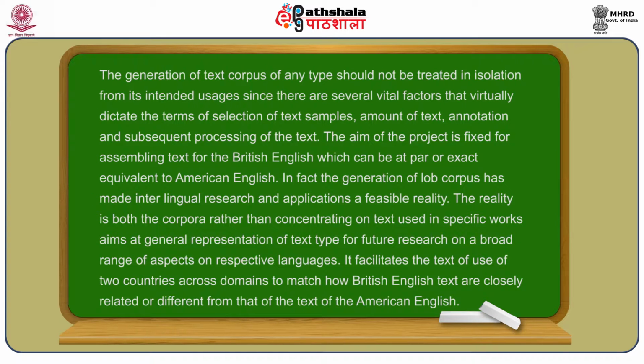So the generation of a text corpus of any type should not be treated in isolation from its intended usages, since there are several vital factors that virtually dictate the terms of selection of text samples: amount of texts, annotation, and subsequent processing of the texts. The aim of the project that resulted in the formation of the LOB corpus was to assemble texts of British English which can be at par with, or an exact equivalent to, American English.